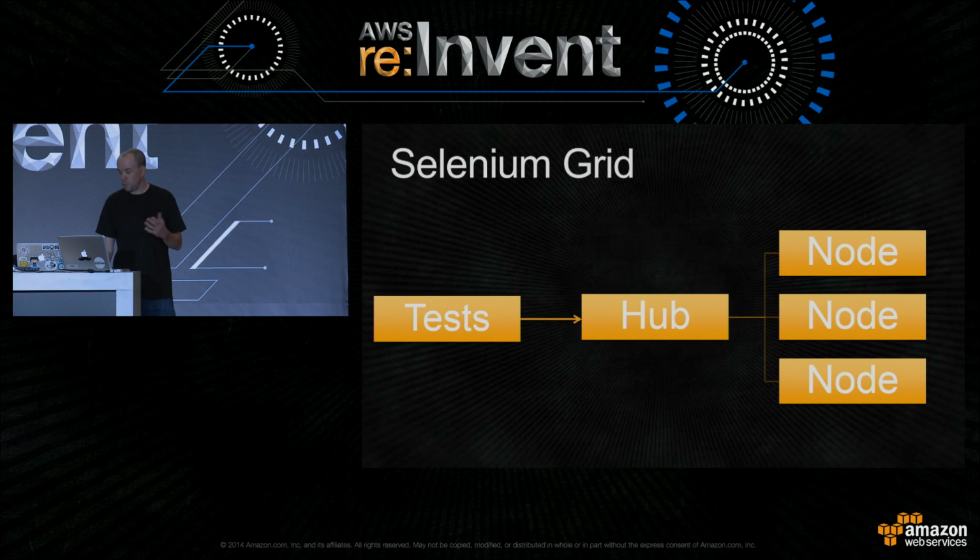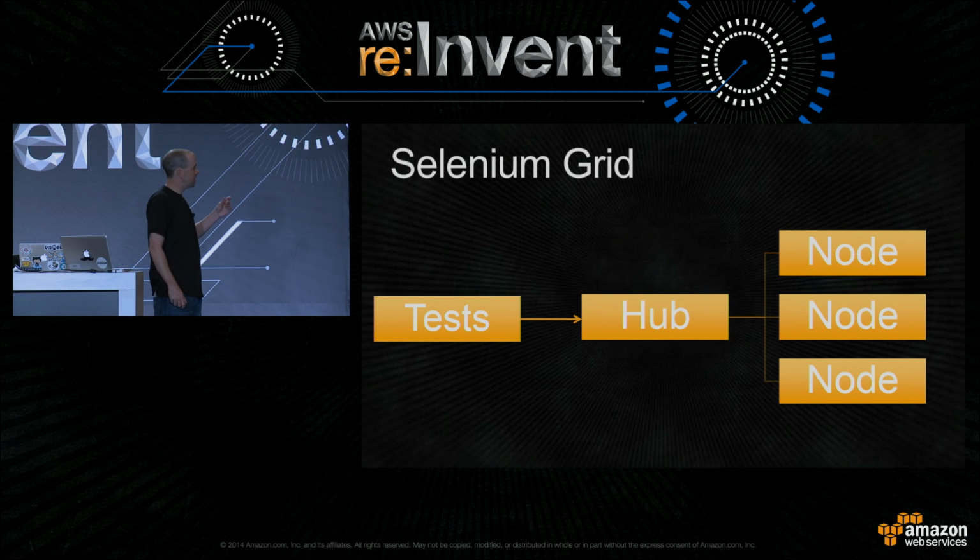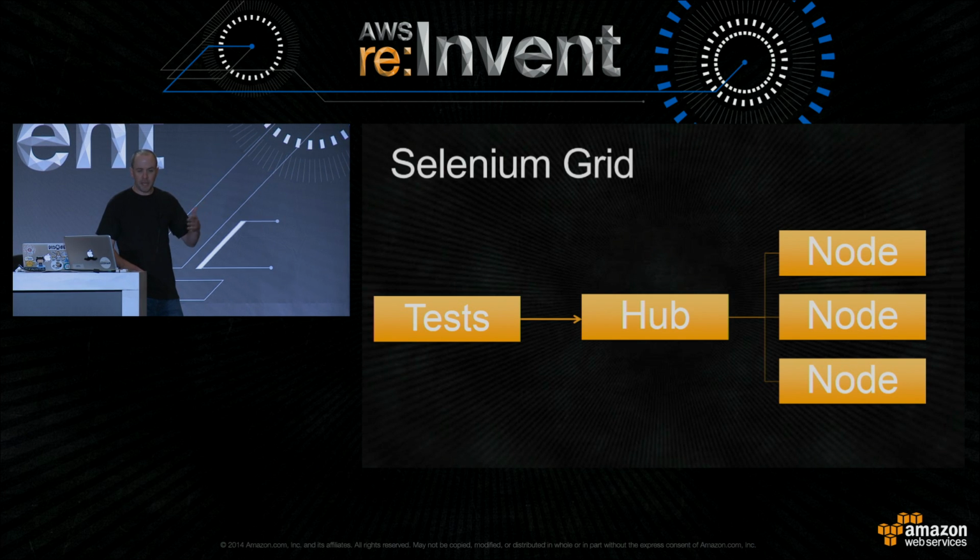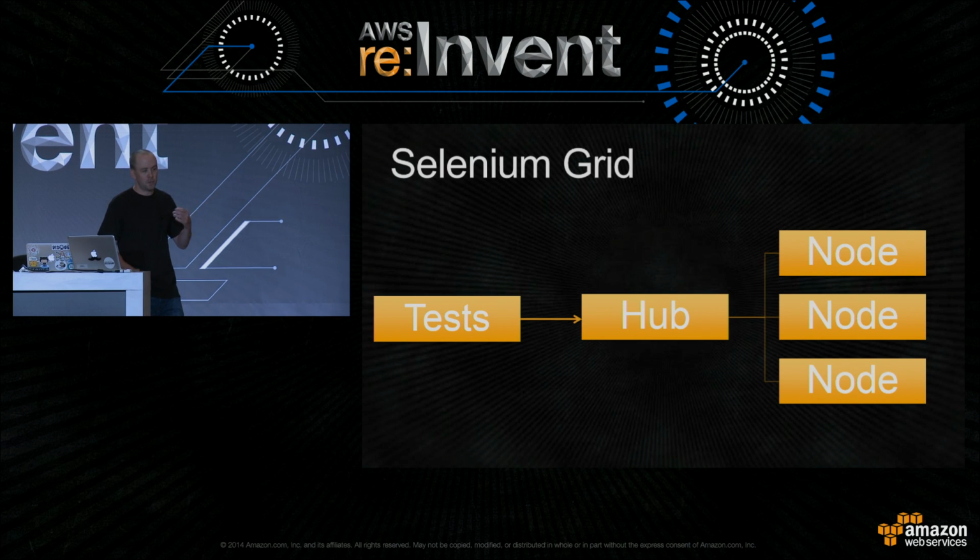In a common scenario where tests are executed, you'll have tests on a specific machine, and they'll reach out to the hub and say, hey, I want to run these Selenium commands. What the hub does is queue the tests at the hub until a browser instance becomes available on the various different nodes to run those commands.